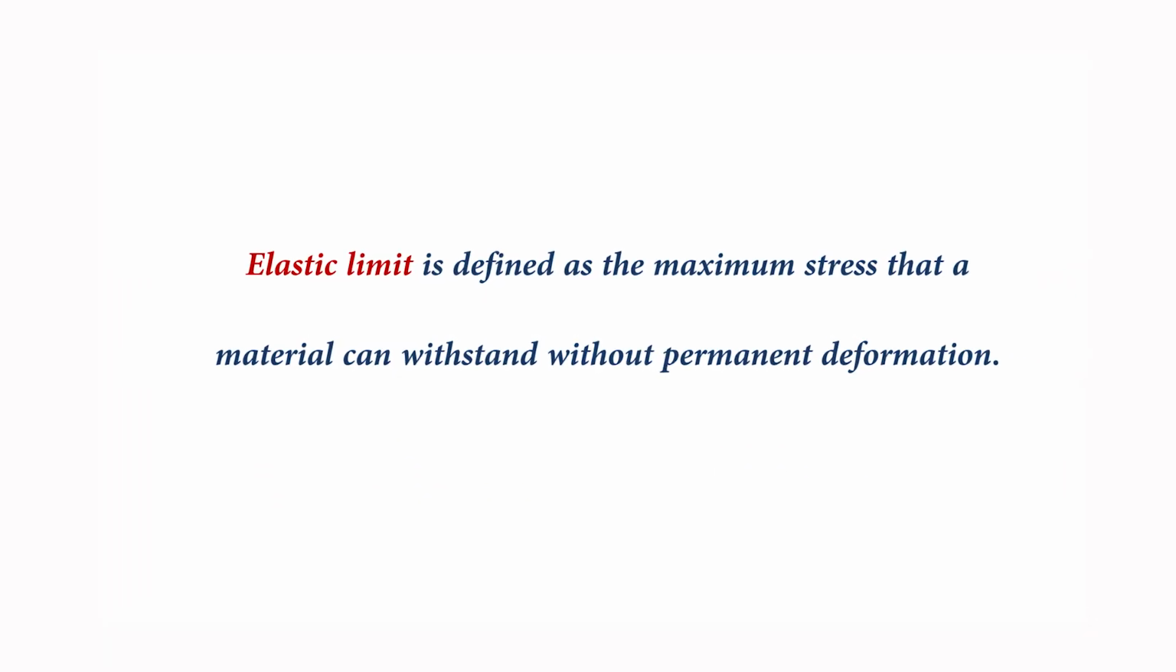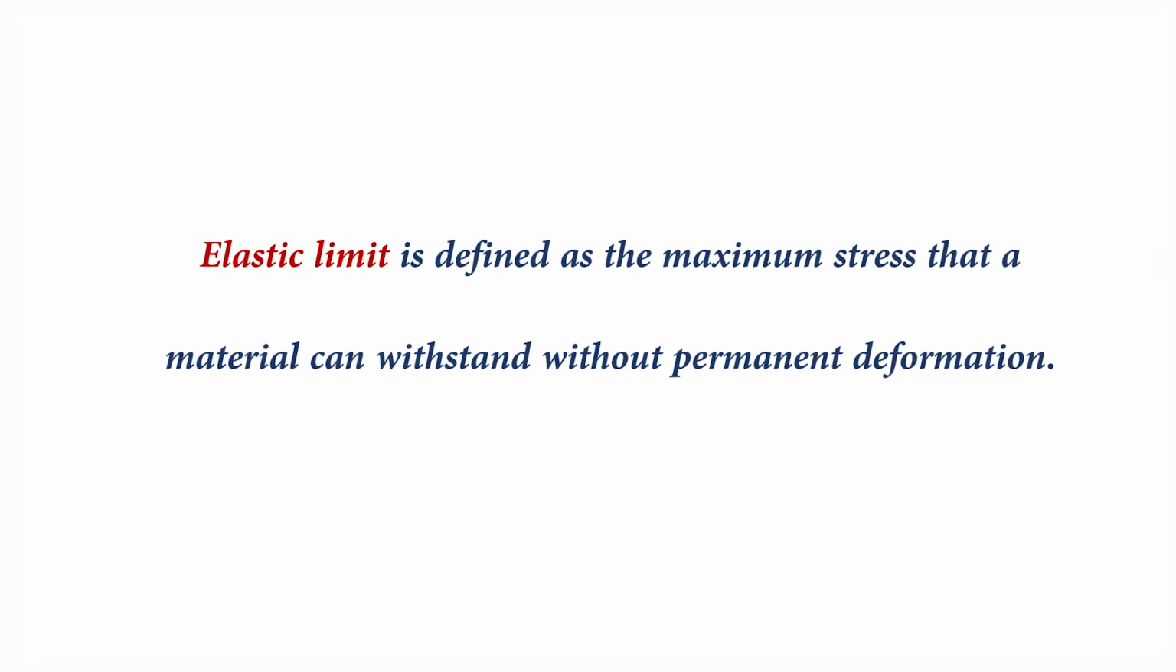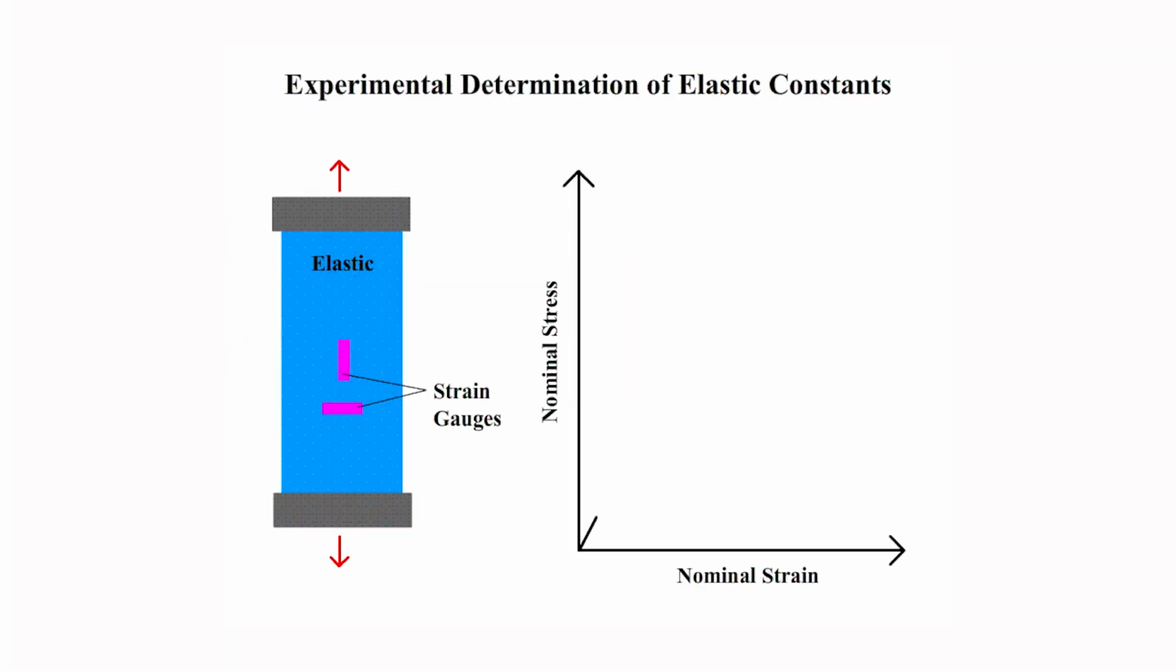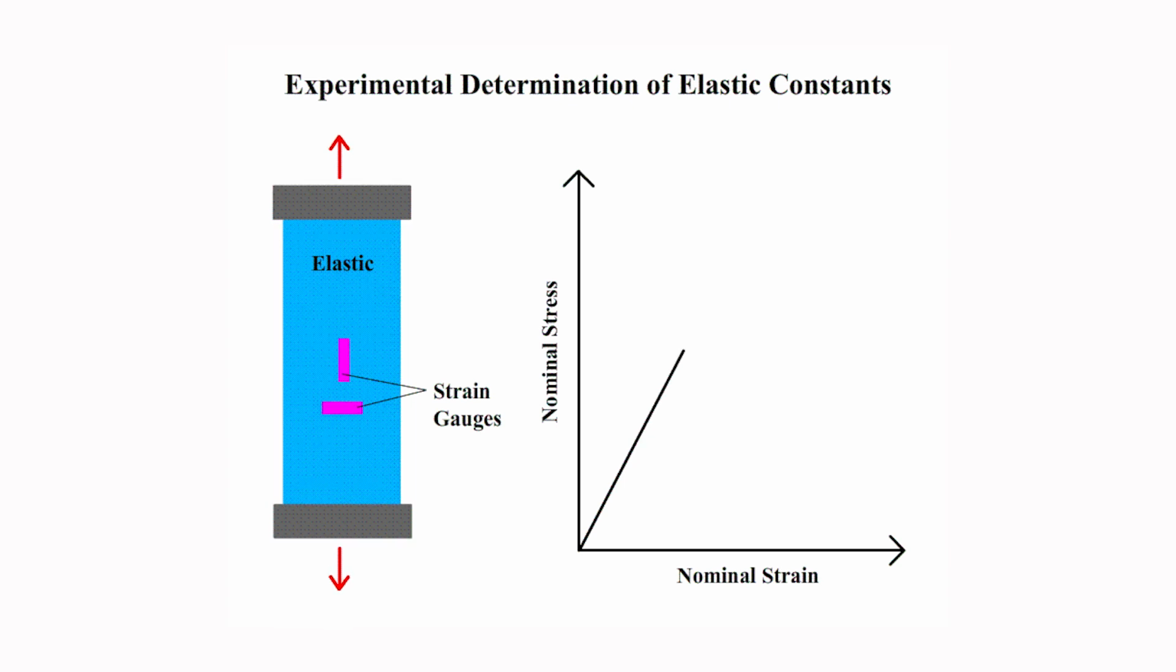Elastic limit is defined as the maximum stress that a material can withstand without permanent deformation. Above elastic limit, a material undergoes irreversible plastic deformation. Below elastic limit, when the stress is removed, the structure will return to its original dimensions and the material is considered to be showing elastic nature.